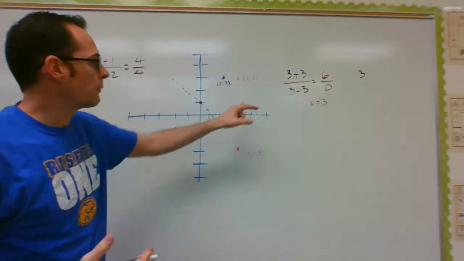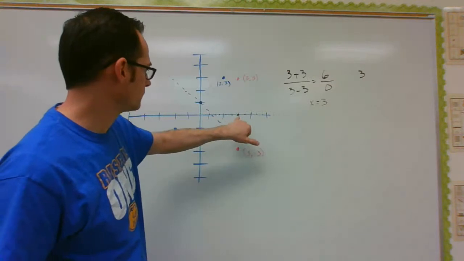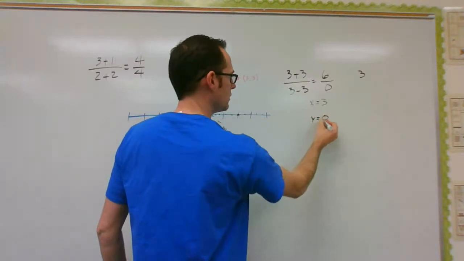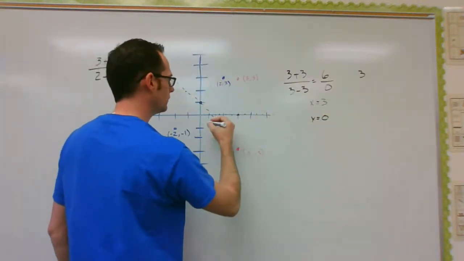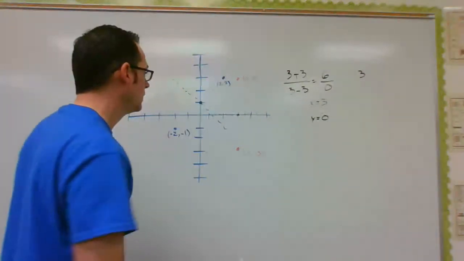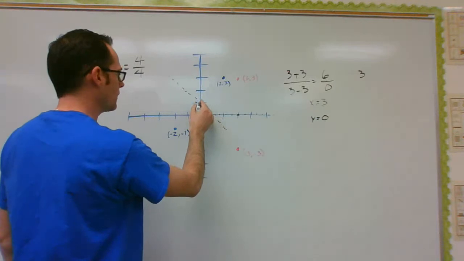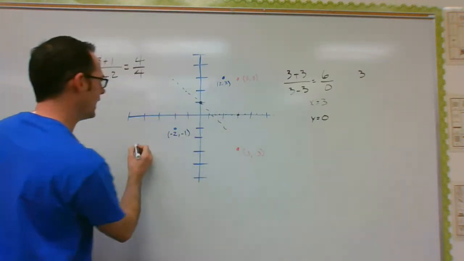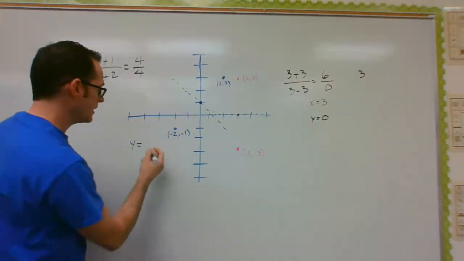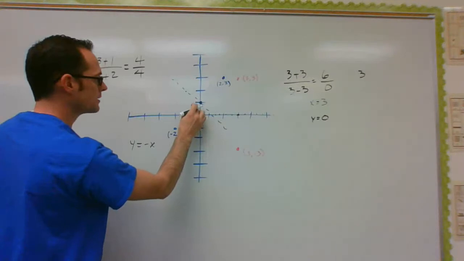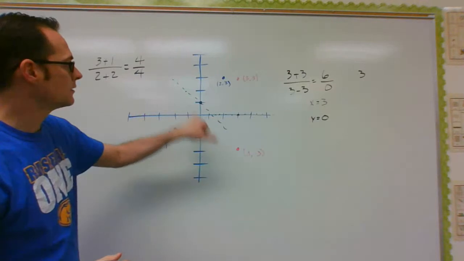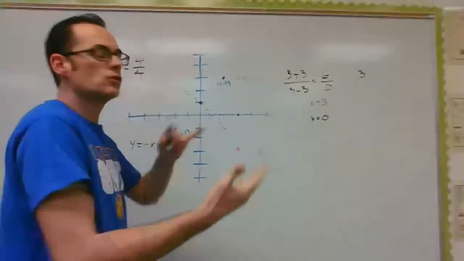If we want to find the equation for this one, it would just be y equals 0, because y is not moving and there is no x. And for this one, we would have y equals negative x, and then it's up 1, plus 1. So that is a reflection line for 2 different types.